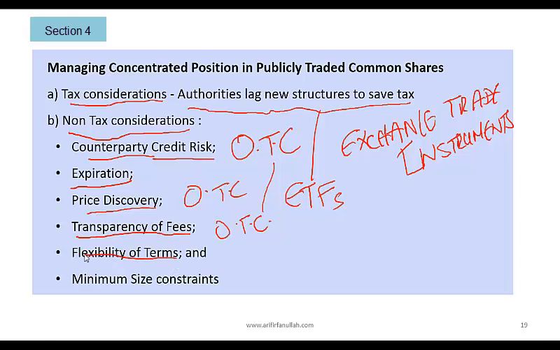Now this is a flip side. In terms of flexibility, OTC wins because in OTC you can structure a transaction to suit your needs. And with ETFs, you can't. In terms of minimum size constraints, both have minimum size requirements. So do take a look. The above points are actually more important, but there are minimum size constraints in both.